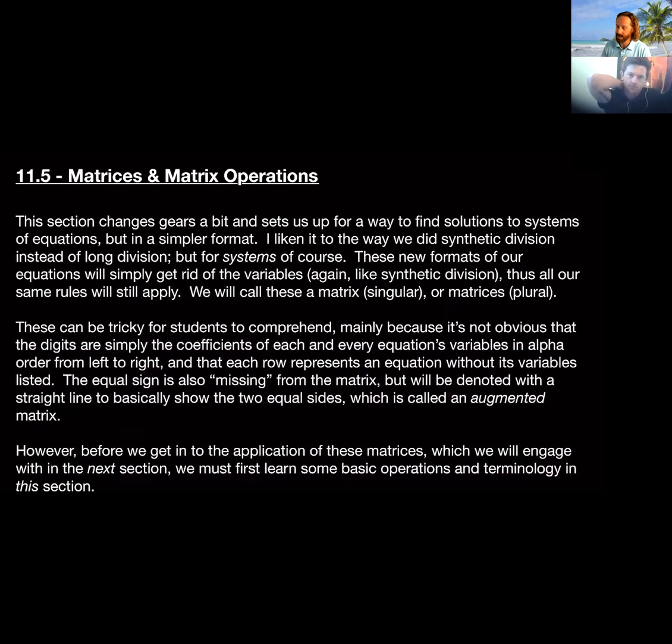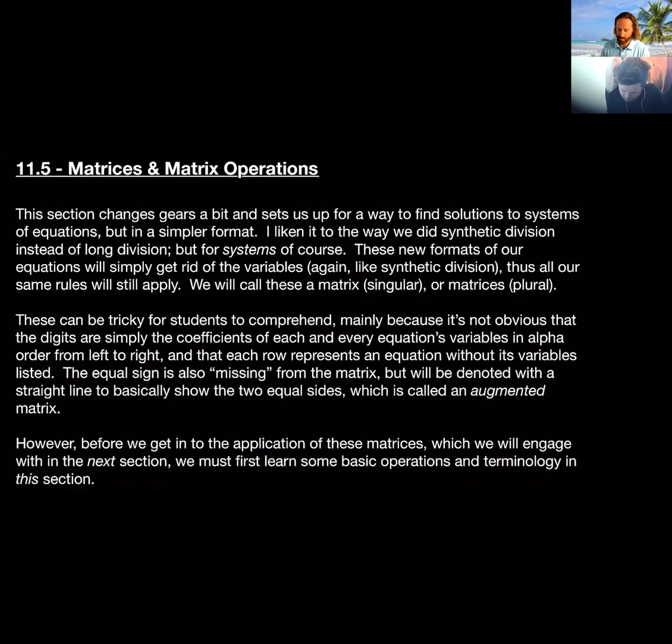So again, if you want to pause it at this point and go ahead and read through it when I post this, feel free. But this one, we're going to talk about these new things, which is the matrix, okay? And in plural, they're called matrices. And what we're basically doing is, just like our synthetic division, we're going to take those two equations, two unknowns, or those three equations, three unknowns, and we're going to get rid of the X, Ys, and Zs.